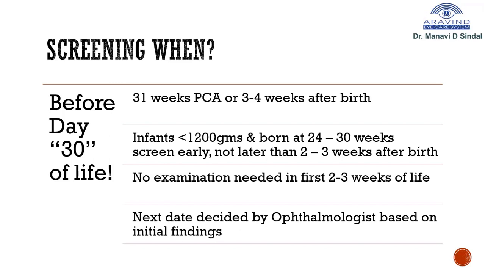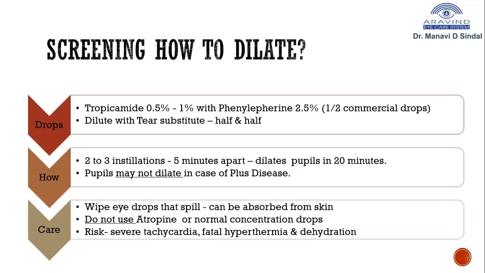And like we just saw in the pathogenesis, since it's not going to happen for the first 2 to 3 weeks of life, you do not need to screen the babies at that point of time. Based on the screening and your findings, the ophthalmologist will decide when the next screening is. One dictum to remember is that the first screening should happen before day 30 of life for the baby.